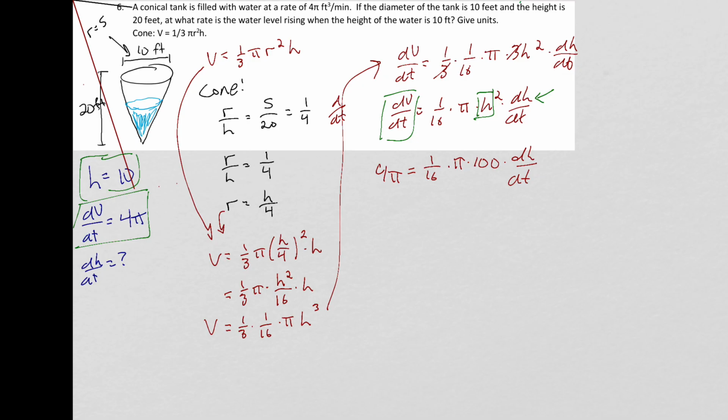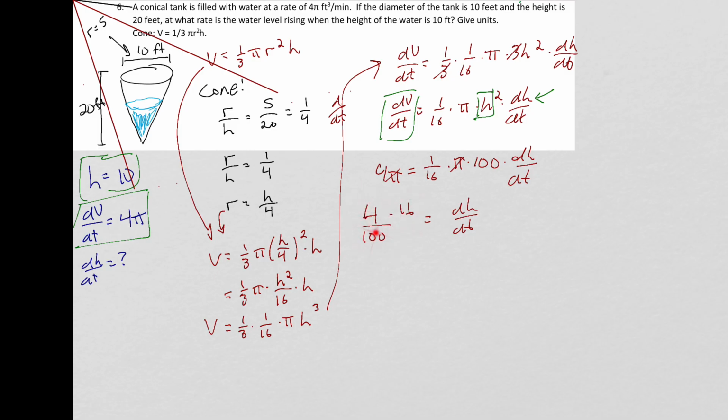So from here, pi's definitely cancel on both sides. I'm just going to multiply by 16, so I'm going to get 4 times 16, and then I'm going to divide by my 100, and that's equal to dh over dt. Why did I do that? Because, again, it helps to be able to look forward a little bit. I have a 4 and a 100. I can do 4 divided by 100 and simplify that pretty easily.